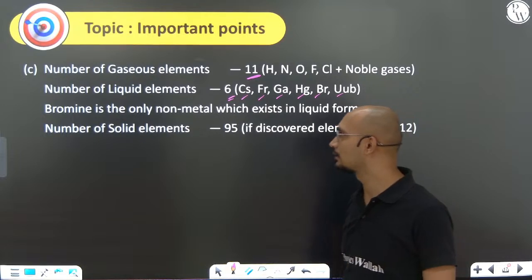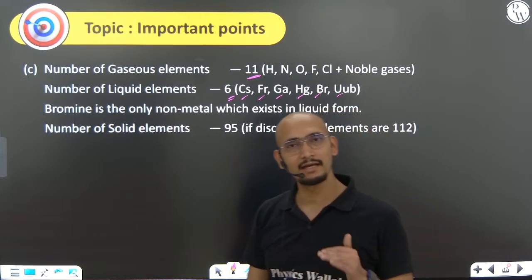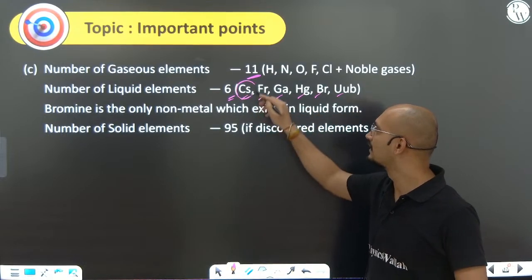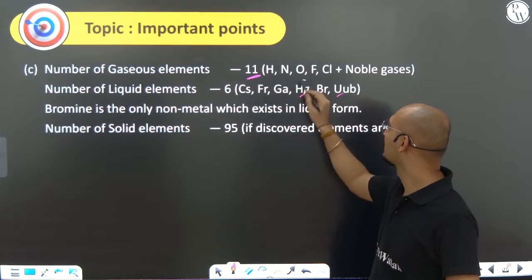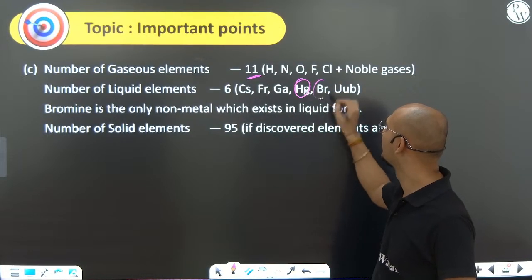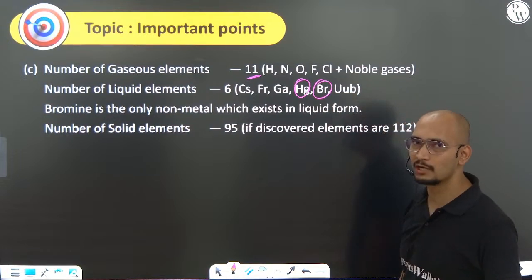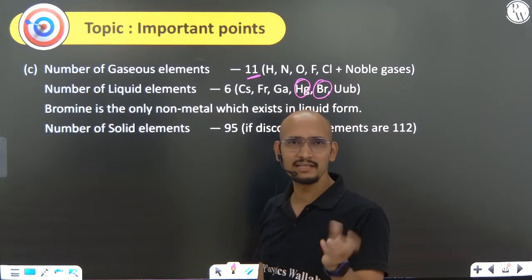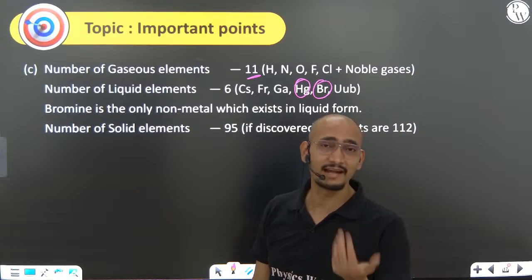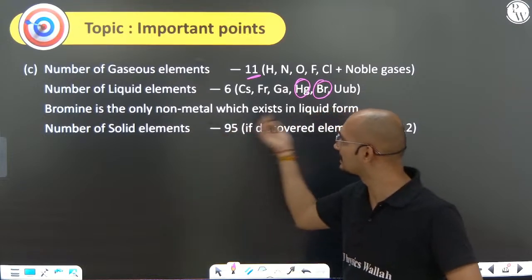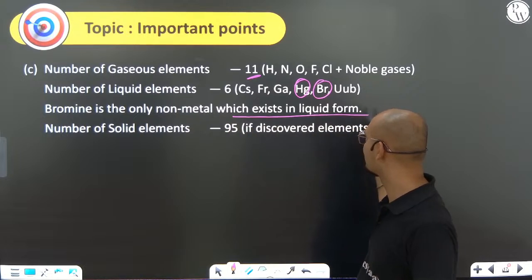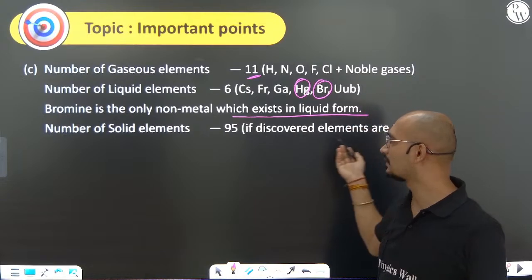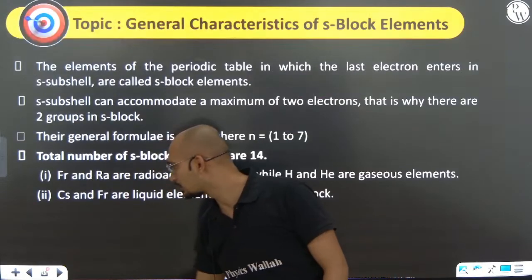But one more thing I will tell you: if you talk about which of them are liquid at STP, or normal temperature and pressure, please remember it is only mercury and bromine. All the others become liquefied at 30 or more than 30 degrees Celsius, that is, more than 27 degrees Celsius, but still you can remember these. Bromine is the only non-metal which exists in liquid form. All others are metals. Number of solid elements is 95. Discovered elements are 112. Not an issue.